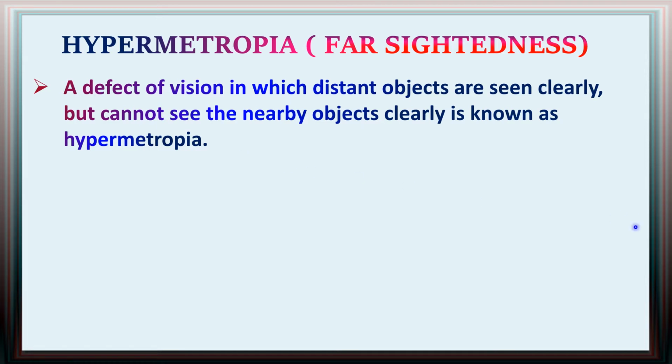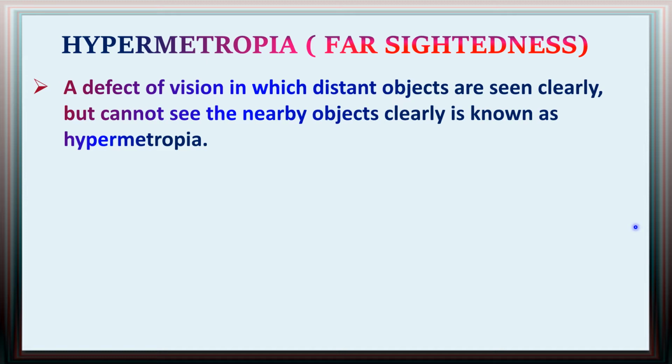In case of myopia, distant objects are not seen clearly but close by objects are seen clearly. But here in hypermetropia, distant objects are seen clearly but close objects, that is nearby objects, are not seen clearly. Okay, so these two defects are opposite to one another.